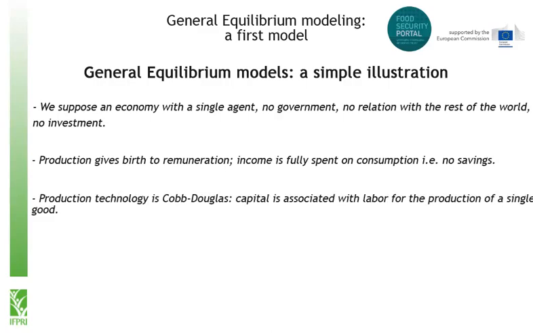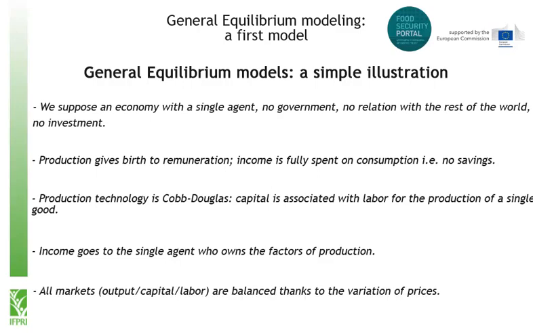The production technology is Cobb-Douglas, so you know what a Cobb-Douglas is, and capital is associated with labor in this production process, and there is the production of a single good, so only one good. And so, of course, because production associates capital and labor, which are productive factors, an income is given to the owner of these productive factors, who is the single agent, and this single agent owns the productive factors, so it's normal that he receives the income from production.